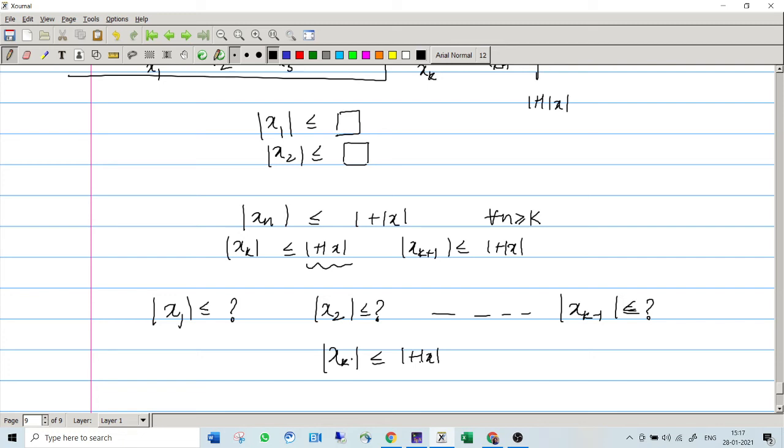But to show a sequence to be bounded, we want every number to be bounded by just one particular number. We need one bound for every possibility, right? Did that make sense?